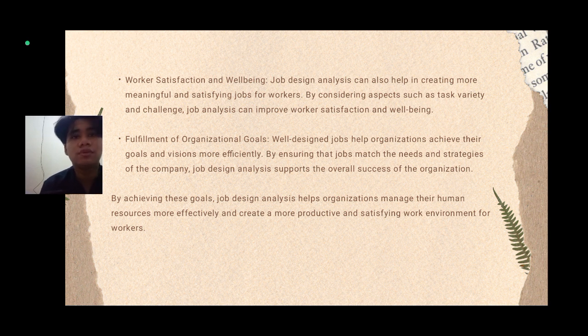And then fulfillment of organization goals. Well-designed jobs help organizations achieve their goals and vision more efficiently. By ensuring the jobs match the needs and strategies of the company, job design analysis supports the overall success of the organization. By achieving this goal, job design analysis helps organizations manage their human resources more effectively and create a more productive and satisfying work environment for workers.